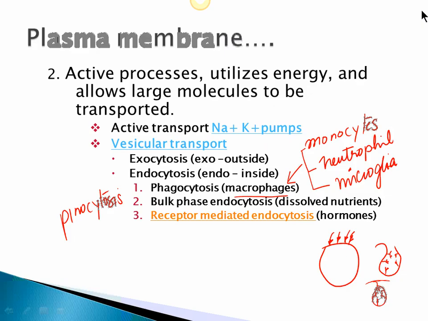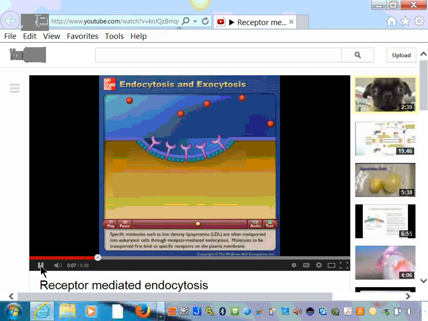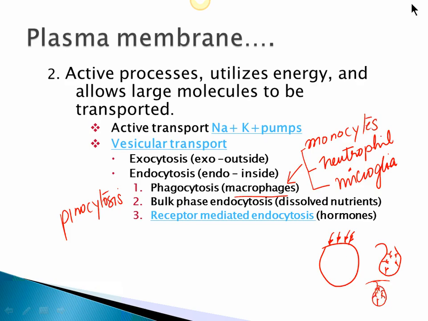Let's look at another one of receptor-mediated endocytosis. Okay, I didn't realize, it's the same one that we saw in the earlier one. So you can see how exocytosis and endocytosis are opposite. In endocytosis you get a little vesicle being formed inside, and in exocytosis it was a vesicle which is then thrown to the outside, right? So that's why it's called vesicular transport.